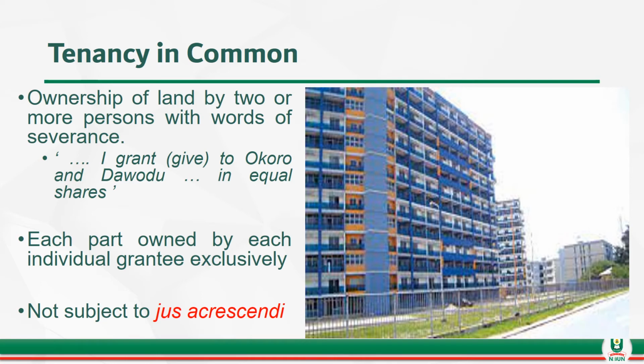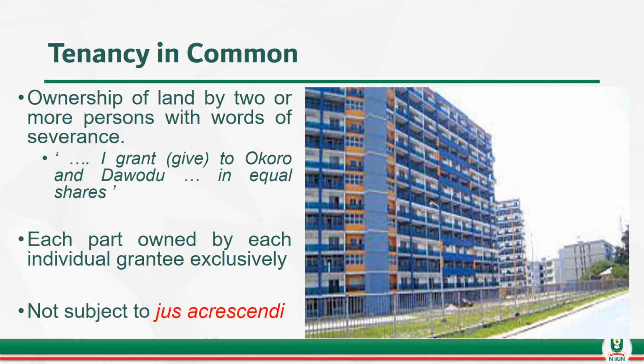Okay, going on, let's now look at tenancy in common. We have looked at joint tenancy as a form of co-ownership. Now, tenancy in common is also co-ownership, but the difference is that there are words of severance. So tenancy in common is ownership of land by two or more persons with words of severance. For instance, in a will, I say I give to Okoro and Daudu, and I say the shares are in equal shares. So each person knows his part. You take half, Okoro takes half, Daudu takes half, right? Even though the land is one big lot, what they have is tenancy in common.